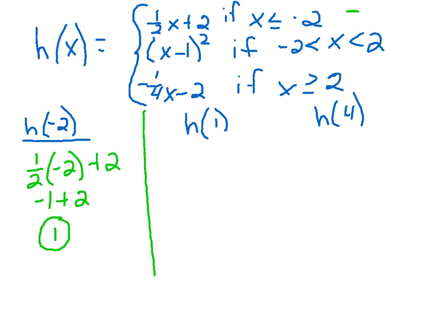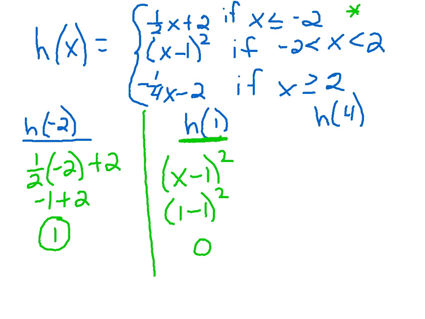The next value they want us to look at is x being positive 1. Well, I know I can eliminate the top one. The middle one says use this if x is bigger than negative 2, 1 is bigger than negative 2, and less than 2, and 1 is also less than 2. So that's the one I need to use. X minus 1 squared. When I plug in my x value of 1, 1 minus 1 is 0, and 0 squared is 0.